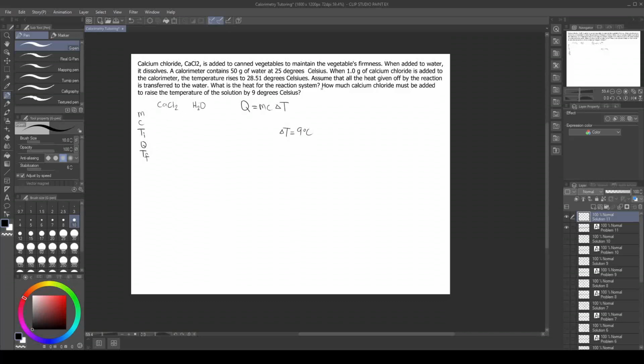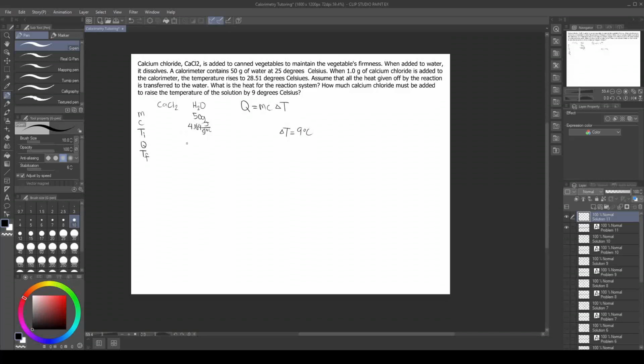It tells us that it's actually asking how much calcium chloride, meaning that we don't know yet how much calcium chloride there should be in the new scenario. So we're going to leave this blank. But it didn't say anything about water, so we can assume that it's just meaning the same thing. So we can write the same given for the water. 50 grams of water, and the specific heat capacity is, as always, 4.184 joules per gram degrees Celsius.